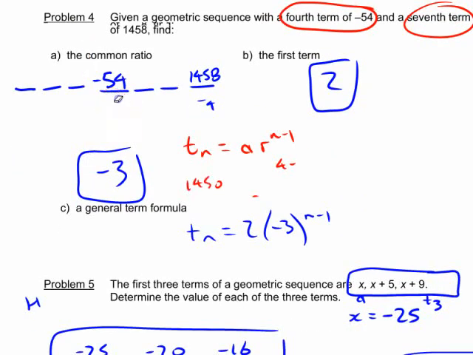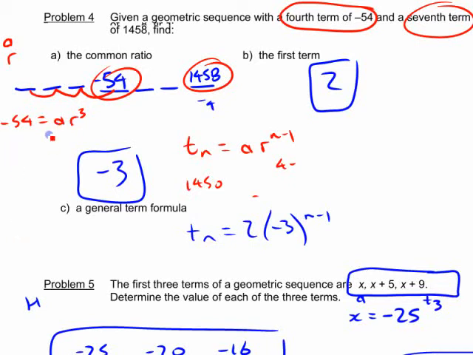Another way you can do this is if you don't realize you could start that. What you could do is write an equation for each of these. If you realize that you have two unknowns there, you don't know the first term and you don't know the ratio. You could say -54 is AR to the, how many jumps does this take? 1, 2, 3, AR to the third, or you could use the formula. Two variables, that doesn't work.